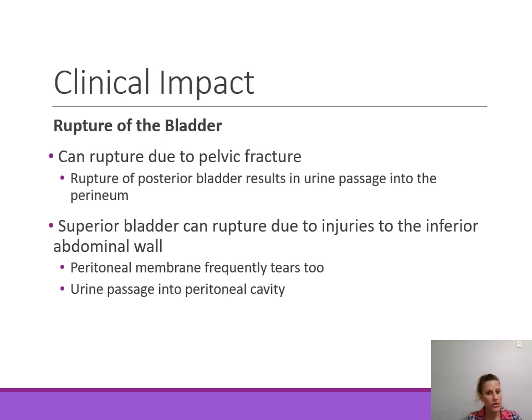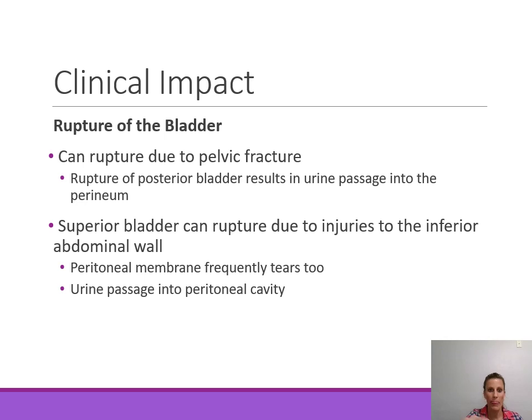If the superior bladder ruptures, for example, when there are injuries to the inferior abdominal wall, that can affect the superior-most portions of the bladder. In this case, the peritoneal membrane frequently tears as well. Remember, the bladder sits just inferior to the peritoneum. So if the superior-most portion of the bladder is being injured, typically the peritoneum can be injured as well. In this case, urine can leak into the peritoneal cavity.